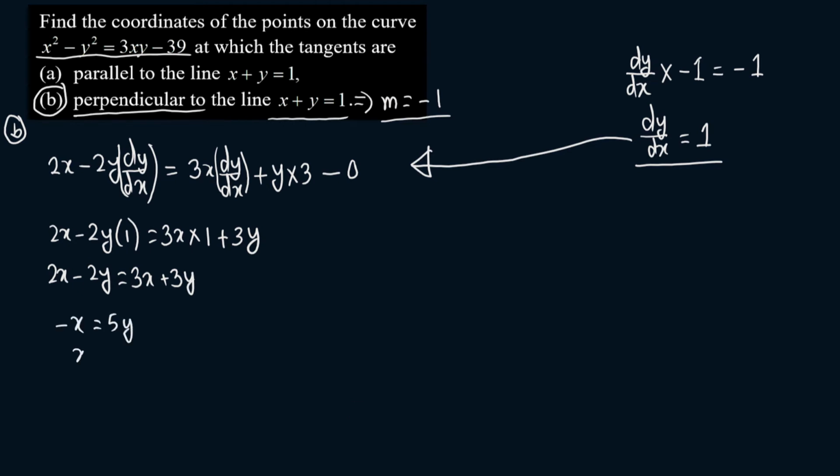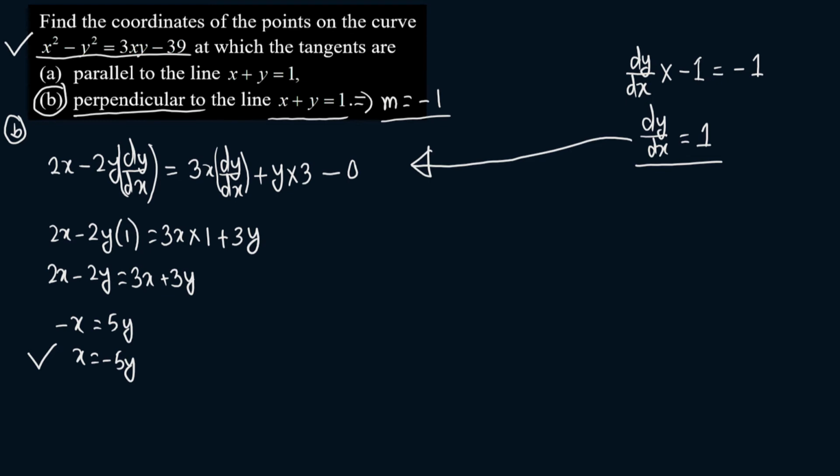So from here you can write x equals to minus 5y. So this is another equation. By solving this equation and the first equation, we are going to find out the coordinate now. So put x in the first equation, I mean we need to substitute, which is x as minus 5y.